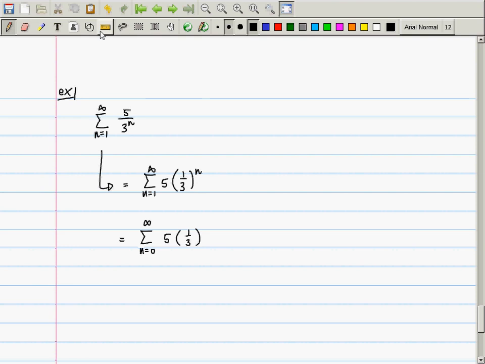Okay, so what this one is, right, this sequence up here, this should be 5 multiplied by 1/3 plus 5 multiplied by 1/3 squared plus 5 multiplied by 1/3 cubed plus dot dot dot. Right, that's what this one is, and that's what this one must also be. So if that's the case, what index do I have to write right here? N plus 1. Right? It has to be N plus 1 in order for these two things to be the same.